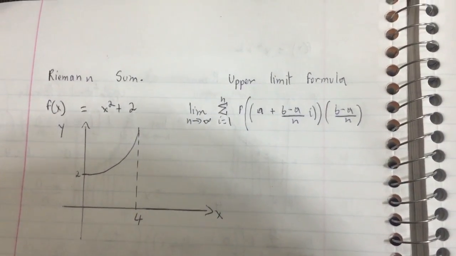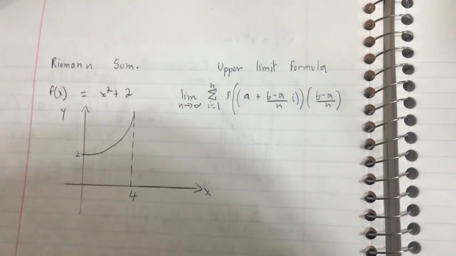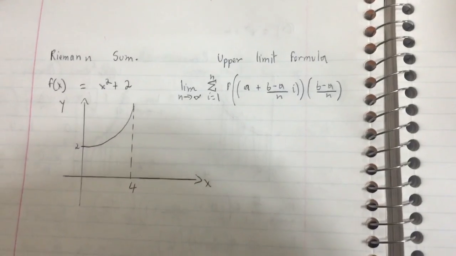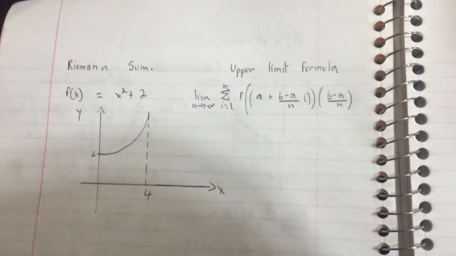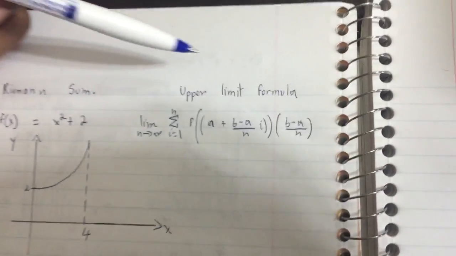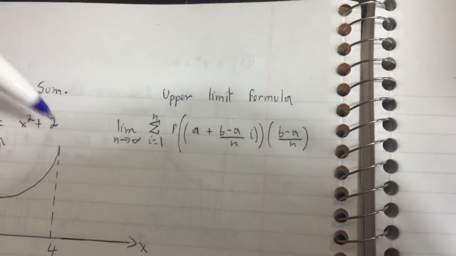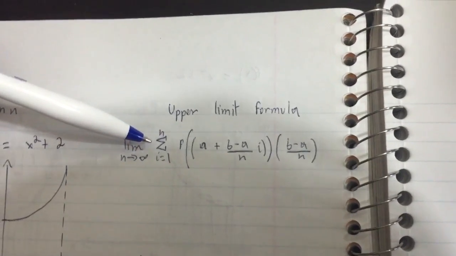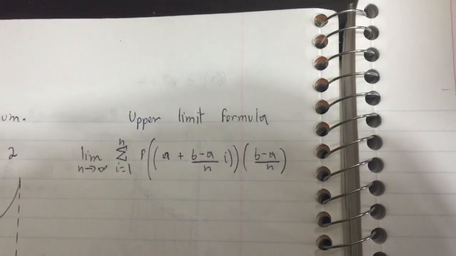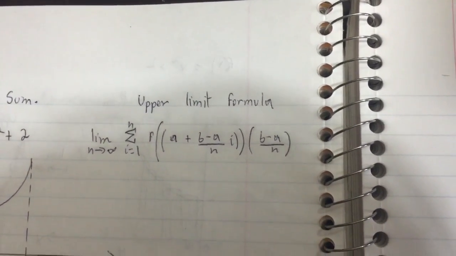Hi guys, today I'm going to show you how to use the Riemann sum to look for the area under a graph. We have two formulas for that. We have the upper limit formula, which is this one right there. It's basically the limit as n approaches infinity. We have our sigma sign. The summation is an addition of a bunch of areas that you add up together to get a total area.